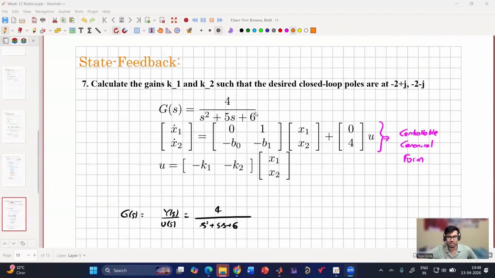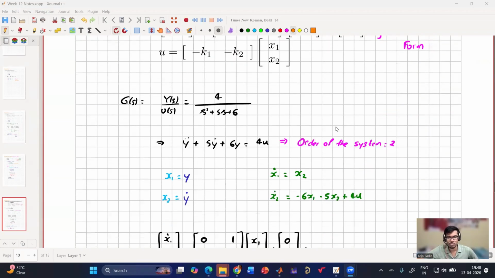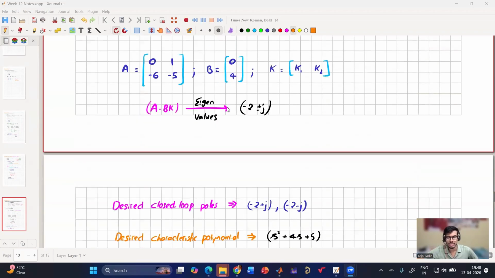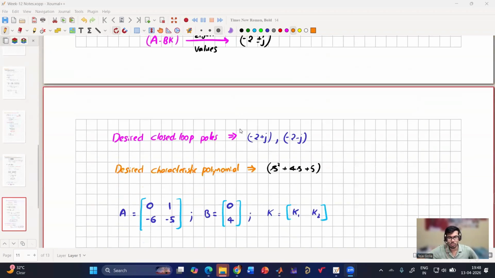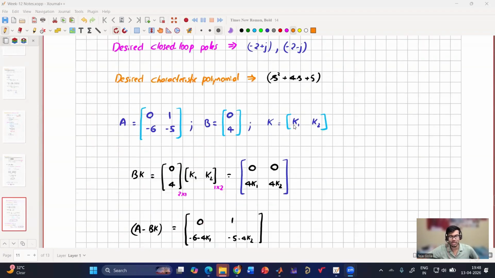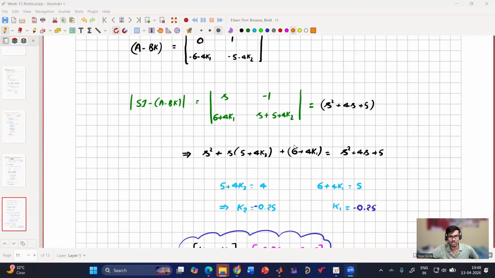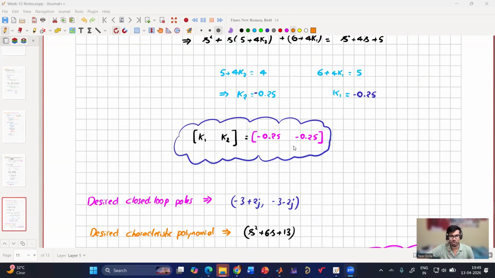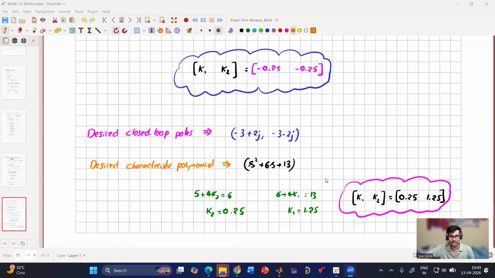So in this problem, a transfer function is given. I have solved for the matrices A, B, C, D, and we have noticed it is in controllable canonical form. I got the ABCD matrices. Then I have solved for A minus BK, and based on the desired closed loop poles, I got the desired characteristic polynomial. From the A minus BK, I got the equation in terms of unknowns k1 and k2, and then I have equated it with the characteristic polynomial, and I got k1 as well as k2.